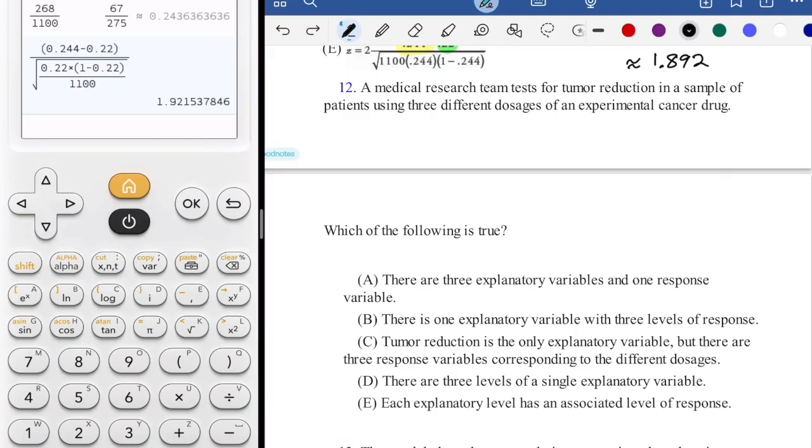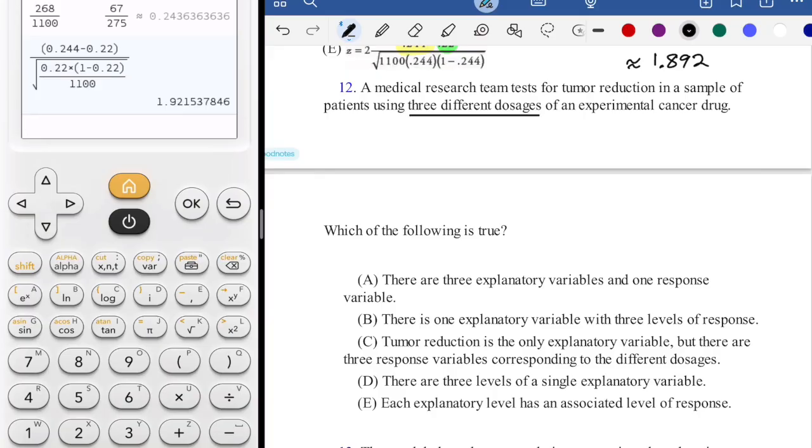a medical research team tests for tumor reduction in a sample of patients using 3 different dosages of an experimental cancer drug. Which of the following is going to be true? 3 explanatory variables, 1 response. 1 explanatory with 3 levels of response. 3 different dosages.